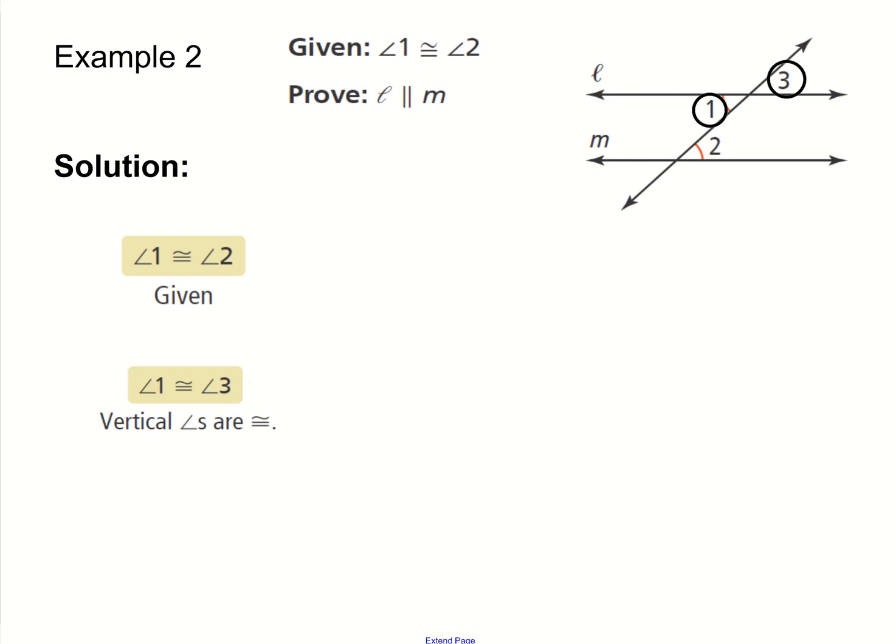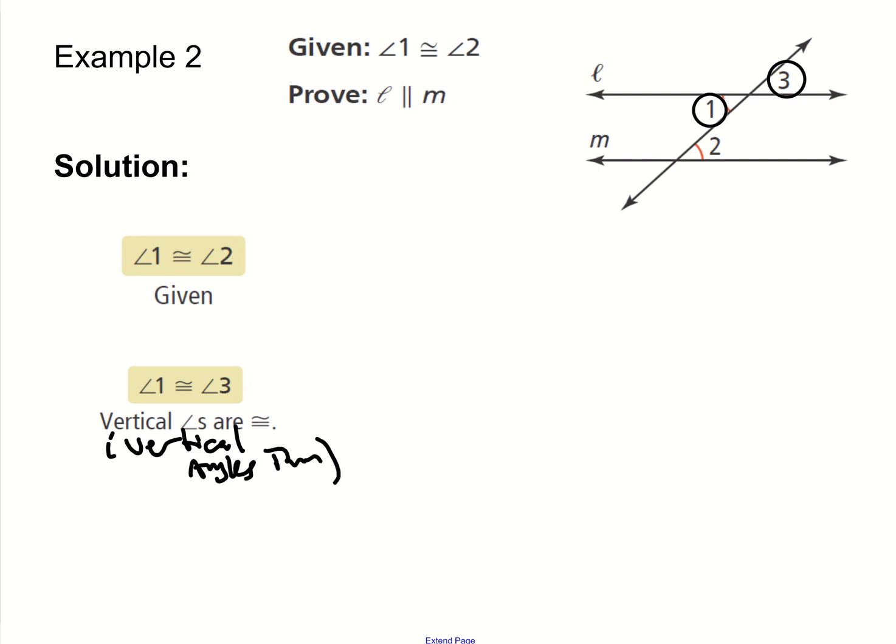Now we're gonna introduce another statement. Well, this statement states that, well, angle 1, we know angle 1 is congruent to angle 3 because those two angles are vertical angles. And we know that vertical angles are congruent. And this is known as the vertical angle theorem, right? The vertical angles theorem. So that's the reason for that. You can also say that.